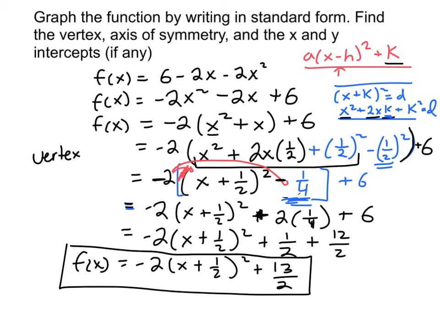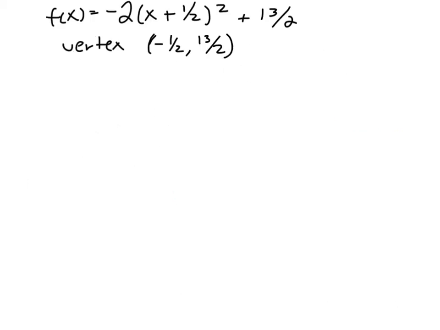The vertex then is, so remember, standard form is up here, and it's minus h, right? So if it says plus h, then this must be negative. So the vertex is negative 1/2, and then 13 halves. Okay, so I ran out of room there, so I went ahead and transferred everything here. So this is our standard form of the function, and we found the vertex.